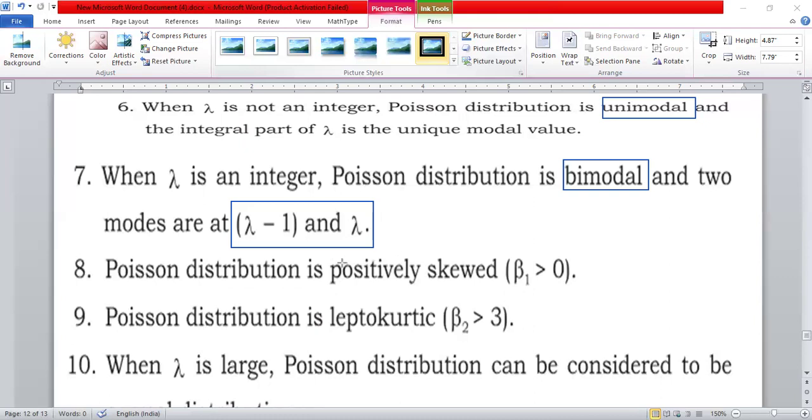Even this is an important question, guys: what are the values of beta 1 and beta 2 in the Poisson distribution? Many times they ask this question especially. The Poisson distribution is positively skewed, beta 1 greater than 0. The Poisson distribution is leptokurtic, beta 2 greater than 3. Definitely they can ask it as a 2 mark question. Both are greater: beta 1 is greater than 0, beta 2 is greater than 3. So very important. 10th one. This is also a 1 mark question.